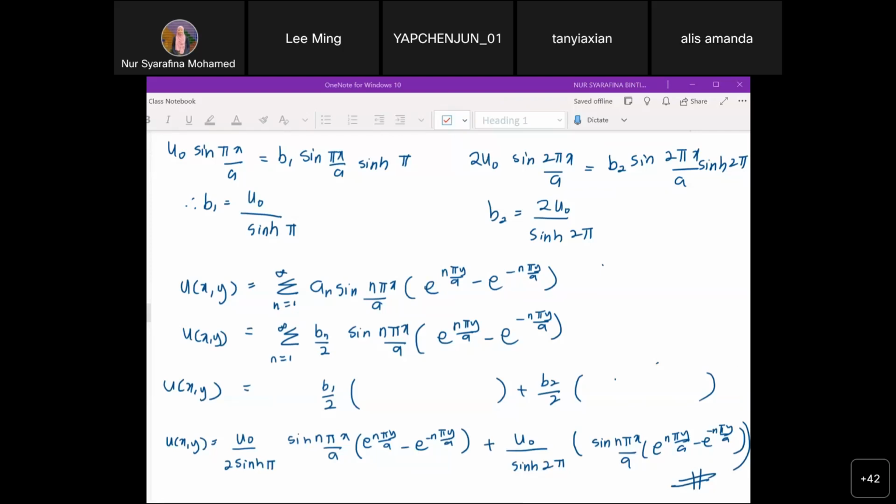So basically, this is the solution for the Laplace equation. All right. Any question? Right, good. So now you understand how to apply MSV for all cases of heat, wave, and Laplace.